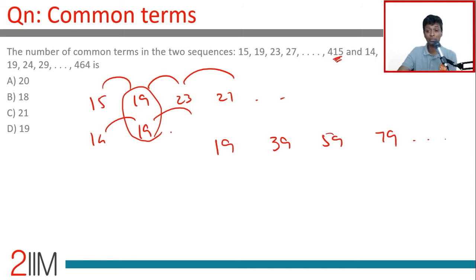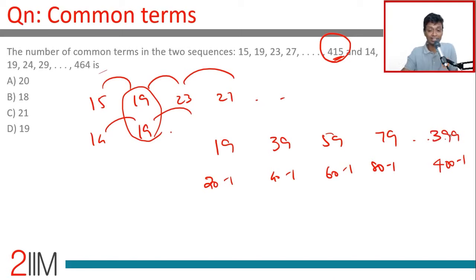Up till 415, 464. This is a bigger deal. So we should be looking for a maximum number that is still less than 415. And so this is 20 minus 1, 40 minus 1, 60 minus 1, 80 minus 1. We can go up to 400 minus 1, multiple of 20 minus 1. That's a sequence. So that number is 399. We don't have room for 419.